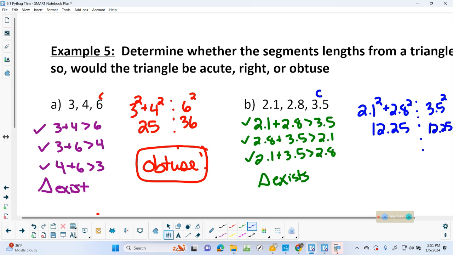So what type of triangle does that result in? Right, when they're the same. Okay. Any questions on that? All right, last one.